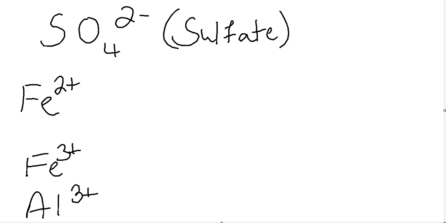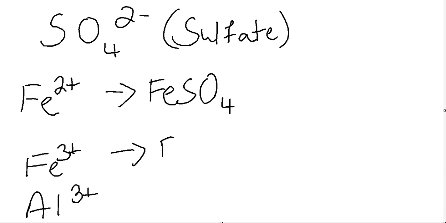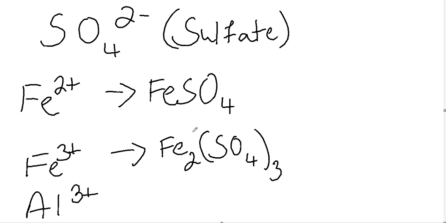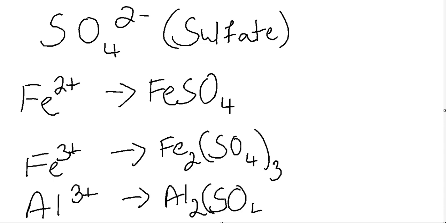Well, combining with Fe2 plus, as you have applied the rules previously, crisscross the numbers from both of the ions onto the other side and keep the simplest whole number ratio. So here we end up with FeSO4. Here we end up with Fe2(SO4)3, with the 3 crisscrossing on the other side, and notice how I put parentheses here. And finally with aluminum as well, we end up with Al2(SO4)3.